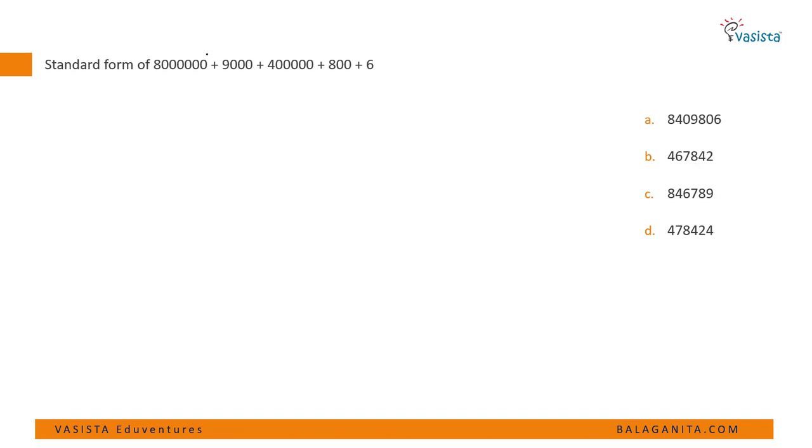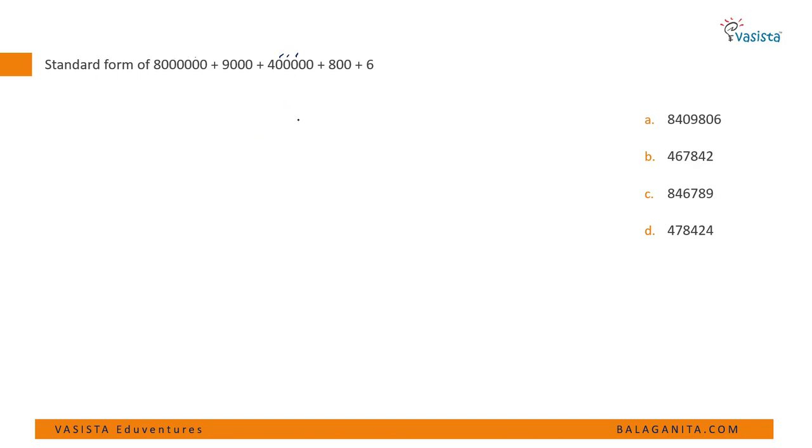This is going to be unit, tens, hundreds, thousands, 10,000, lakh, 10 lakh, so 80 lakh, 9,000 they have given. Again, let us check out here. Unit, tens, hundreds, thousands, 10,000, lakh, 4 lakh and 800 plus 6 they have given. So we need to find out which is the number. Let us check out here.